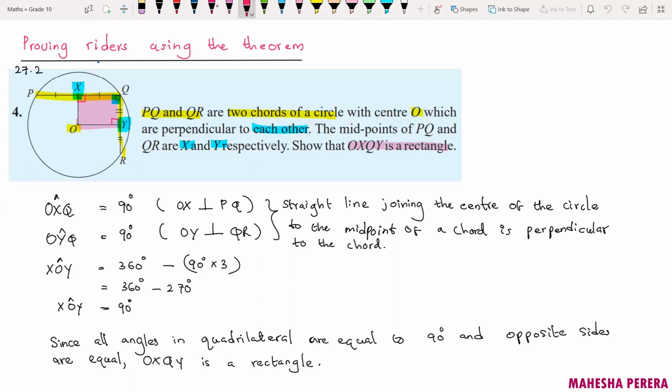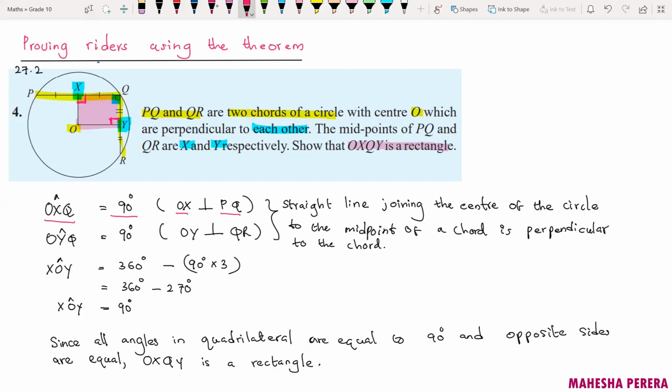Right. Now look here. This angle. What is this angle? OXQ. Right? It is exactly 90 degrees. Why? Because according to our theorem, right, OX is perpendicular to PQ, right? And similarly, this angle is also 90 degrees.